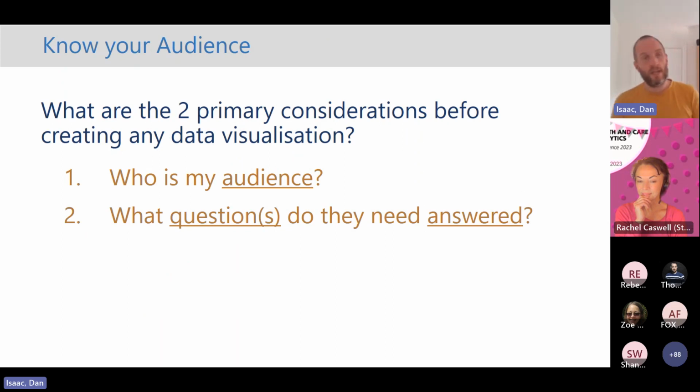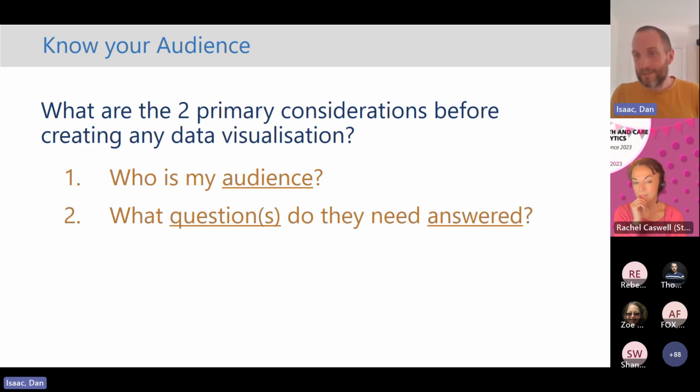So the first point to note here, know your audience. I'm only going to say this very briefly, but in many ways, this is the number 1 tip I would give with any kind of data or data visualization problem. The 2 primary considerations you have are that you need to know who the audience is going to be for whatever it is you need to communicate and what questions they need answered.